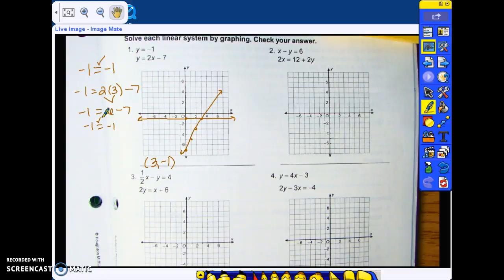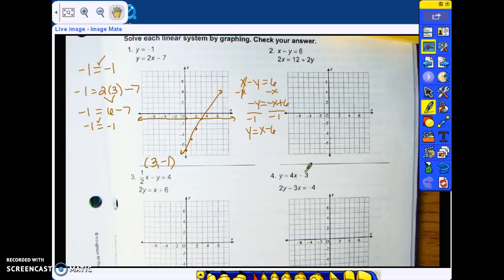Number 2, these equations are not in slope-intercept form, so I need to isolate my y variable. To do that, I have to get rid of this x. To get rid of x, I have to subtract x. That leaves me with -y. I have to bring this negative sign down. I cannot combine 6 and -x, so I'm just going to write them beside each other. I have to get y completely by itself, so I'm going to divide by -1 on both sides, and that gives me y equals x minus 6.